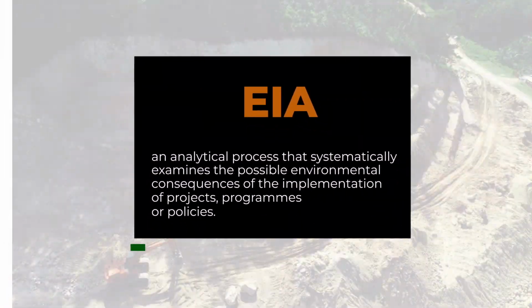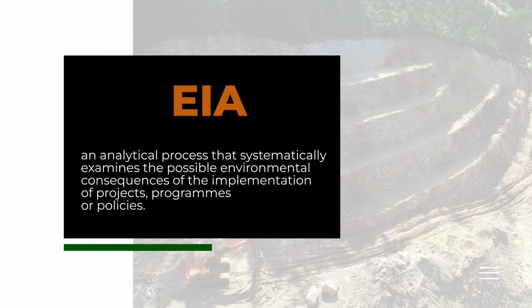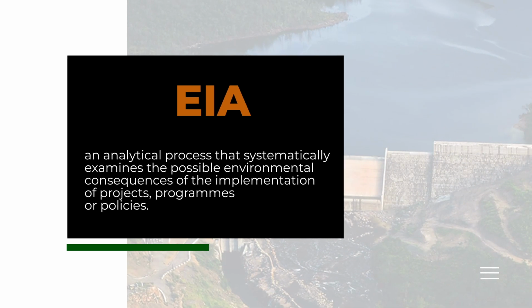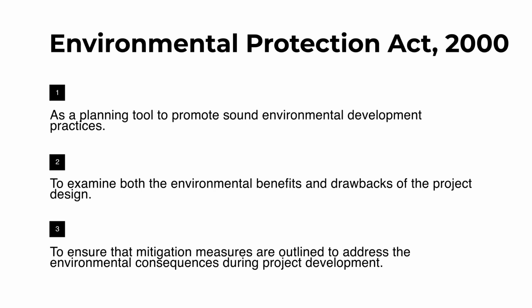An EIA is an analytical process that systematically examines the possible environmental consequences of the implementation of projects, programs, or policies. It is used in three key ways. 1. As a planning tool to promote sound environmental development practices. 2. To examine both the environmental benefits and drawbacks of project design. And 3. To ensure that mitigation measures are outlined to address the environmental consequences during project development.